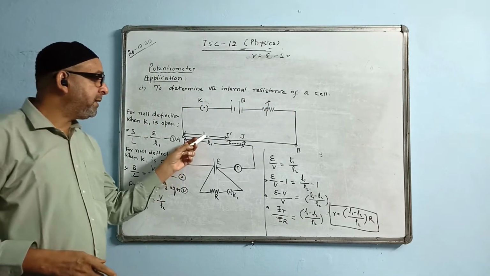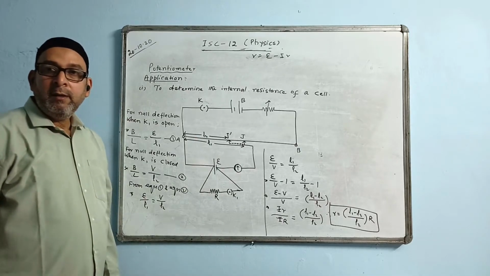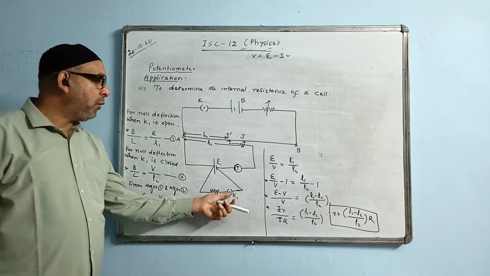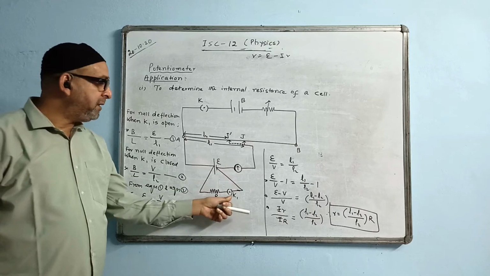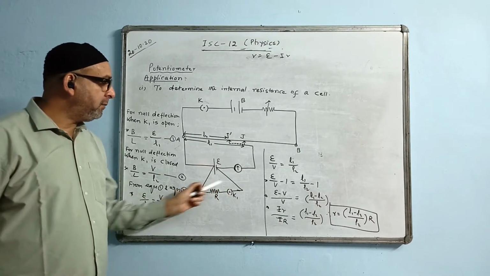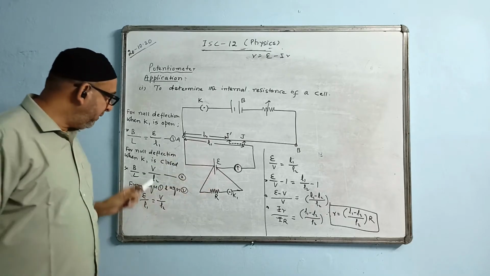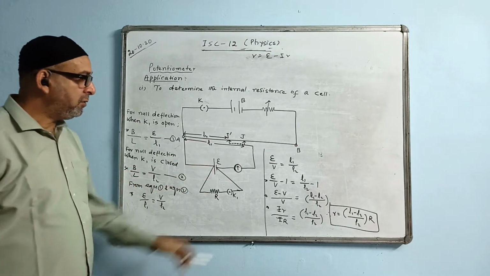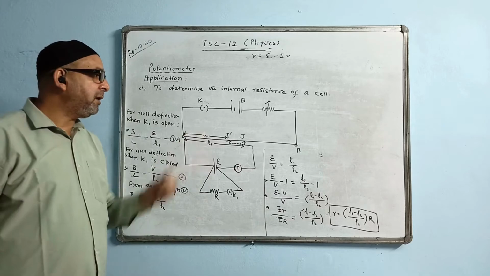L1 length is always bigger than L2 length. That means when the key is kept open, we are balancing the EMF. When it is kept closed, closed means you are switching on, then we are balancing the terminal voltage. That is V. That time the voltage is V. So this becomes the formula. This is the circuit.